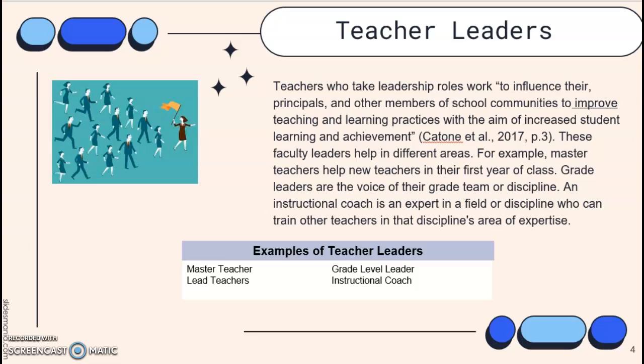Each of these teacher leaders has different roles. It could be to help out first-year teachers, or it could be to help a specific group of teachers in their area of expertise.